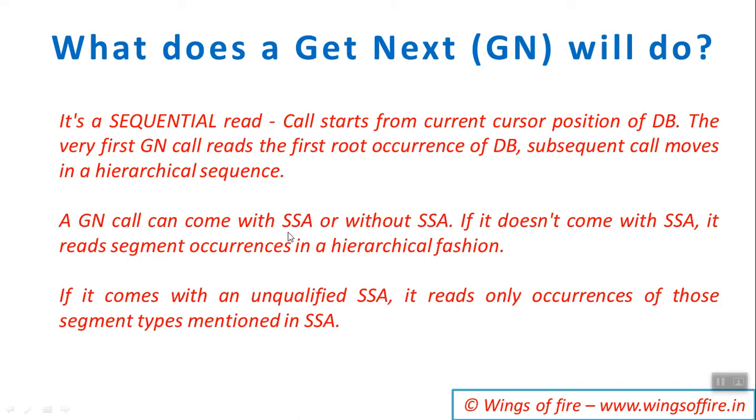A GN call can come with or without SSA. If it doesn't come with SSA, it reads segment occurrences in a hierarchical fashion. If it comes with an unqualified SSA, it reads only occurrences of those segment types mentioned in the SSA.